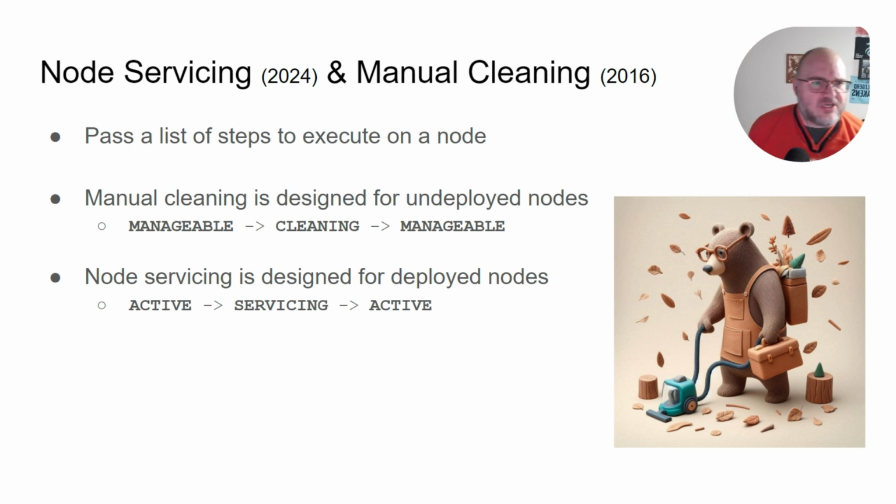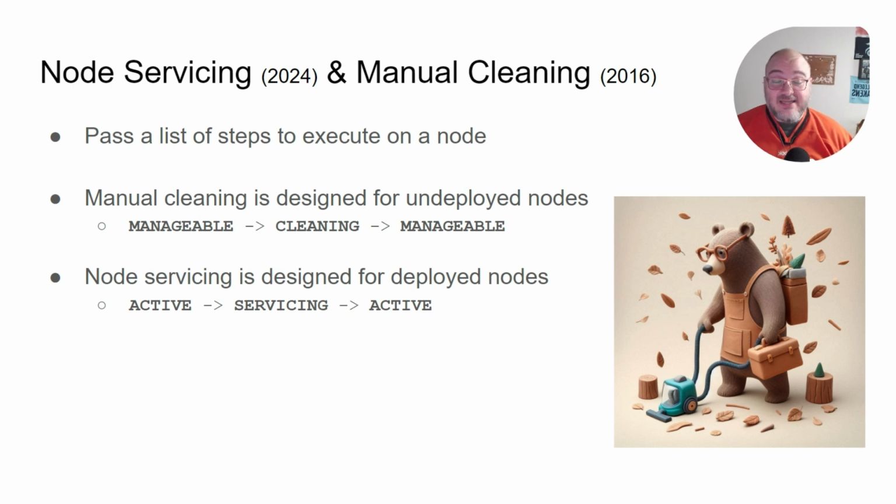This is a lot more explicit. We just pass a list of steps to execute on a node in an API call. Manual cleaning is designed for undeployed nodes. So if you've got any nodes in that kind of parking area of the manageable state, you can take them from manageable through a set of cleaning steps you specify and back into manageable. This can be useful for all sorts of ad hoc maintenance or testing.